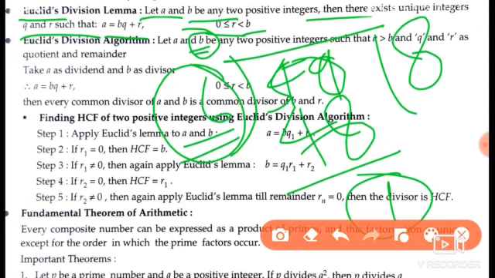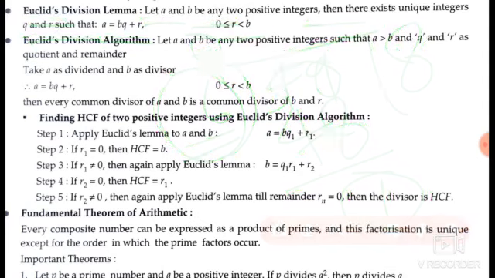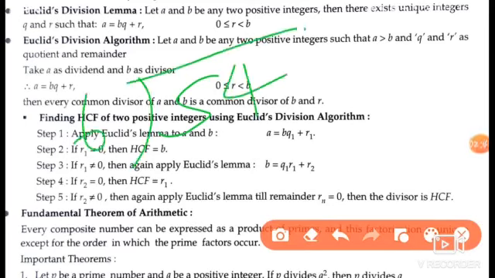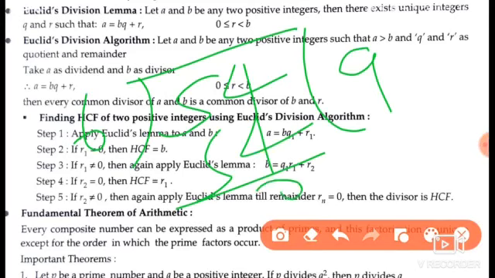Again, when 54 is divided by 6, 6 nines are 54, the remainder is 0. So what you see from here is that when a number is divided by a particular number, the remainder is always less than this number.